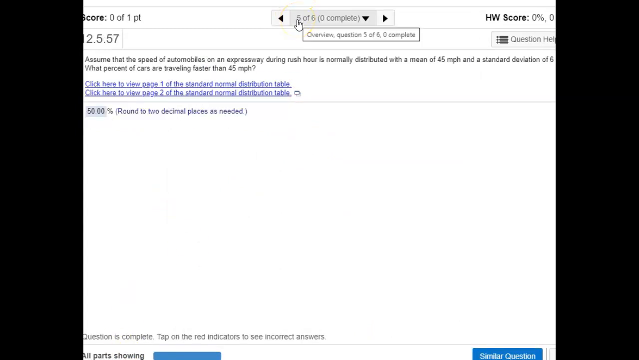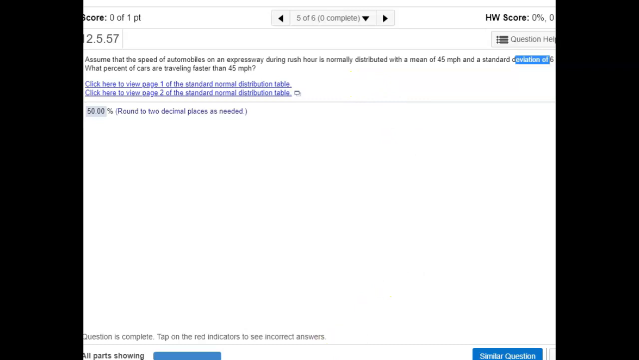Number 5, we have another scenario where we have a normal distribution. We're told the mean of that distribution and the standard deviation. And then we're going to find what percentage of cars are traveling faster than a given value. So we need to transform this given value into a z-score, and then we can look up the percentage of cars. In the table, it'll give us the percentage of data that's to the left or less than. So if we want greater than or faster than a certain value, we'll have to use the 1 minus whatever answer we look up.